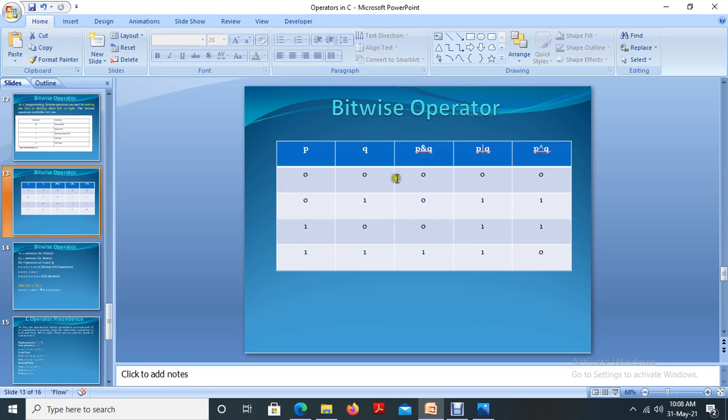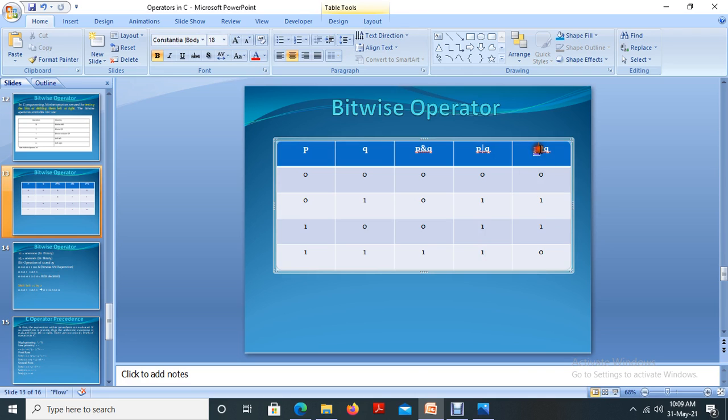For AND: 0 and 0 you will get 0, 0 and 1 you will get 0, 1 and 0 gives 0, 1 and 1 gives 1. That you are already aware of. Now the bitwise OR operator: 0 or 0 is 0, 0 or 1 is 1, 1 or 0 is 1, 1 or 1 is 1. The new operator that we are discussing here is exclusive OR.